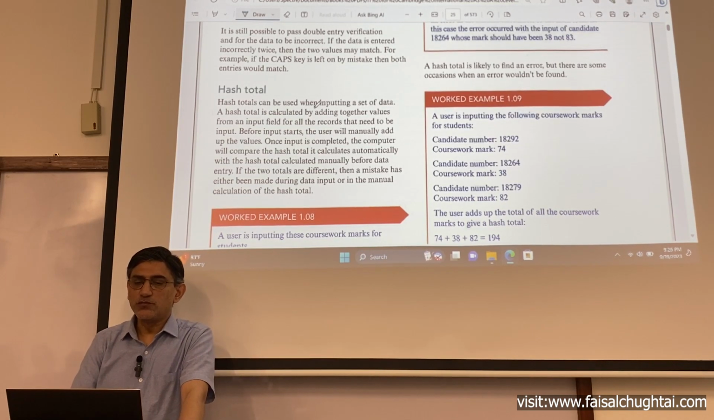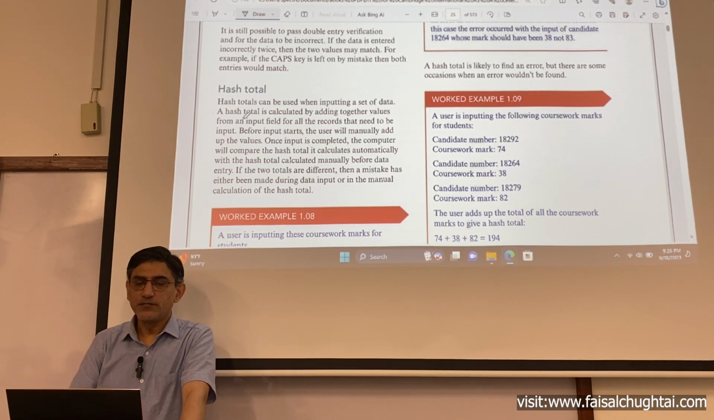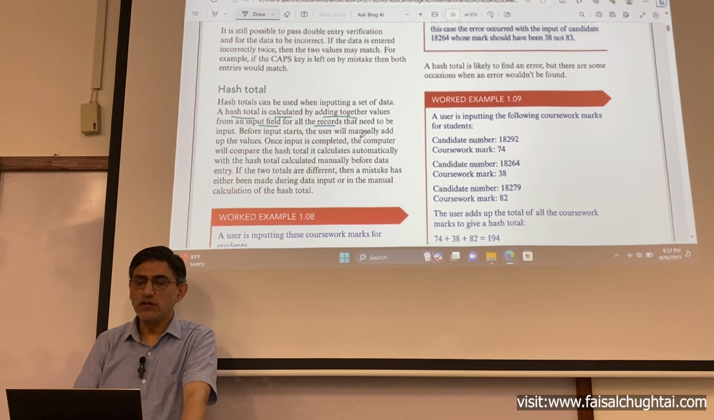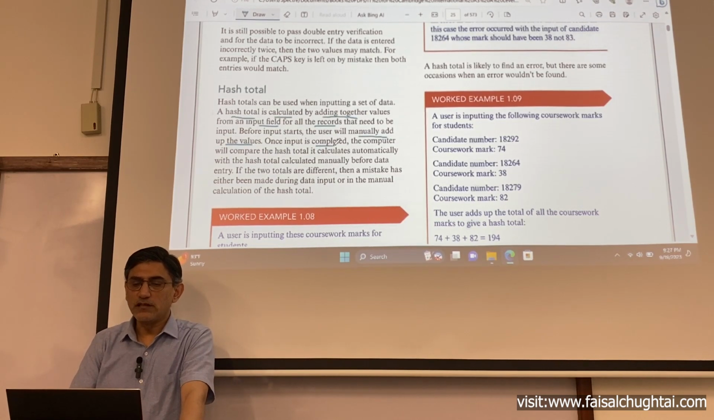Hash totals can be used when inputting a set of data. A hash total is calculated by adding together values from an input field for all the records that need to be input. Before input starts, the user will manually add up the values. Once input is completed, the computer will compare the hash total it calculates automatically with the hash total calculated manually before the data entry was done.